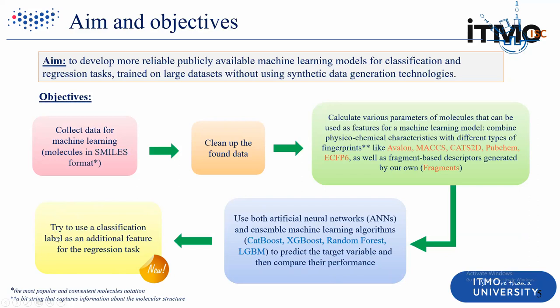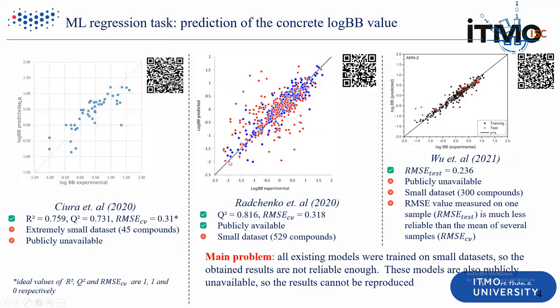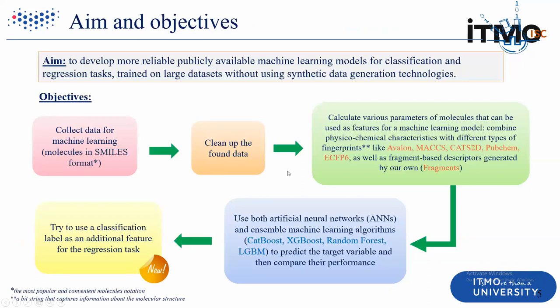So the idea would be to try to use the classification label as an additional feature for the regression task. And after that, when we were able to predict the log-BB using the machine learning models, we would create a regression-like plot, where we have the log-BB experimental versus log-BB predicted. And we would determine some indices like the cross-validation coefficient or the correlation coefficient with the RMSE to see whether we achieve higher accuracy and predictability for this particular database.